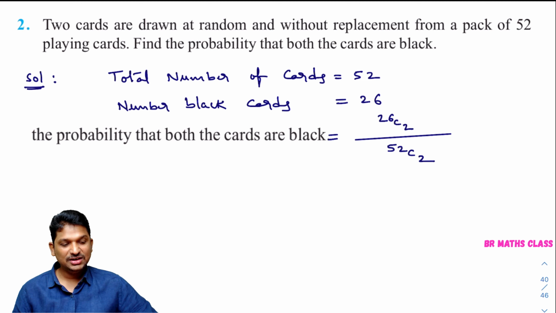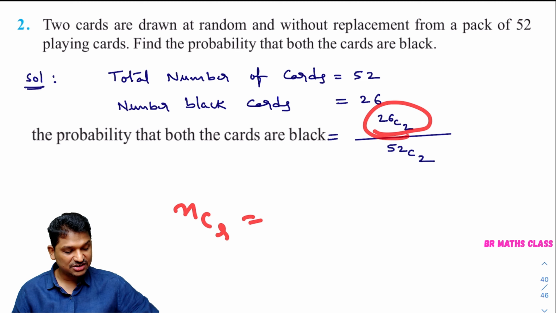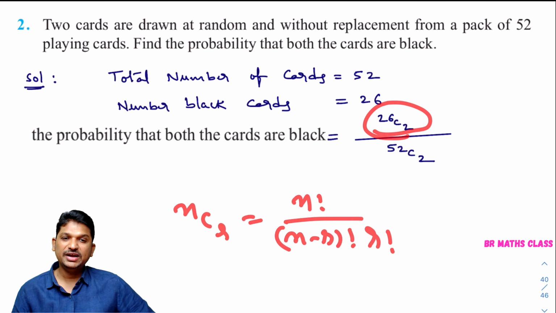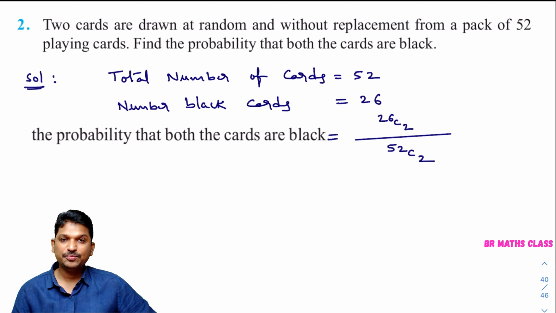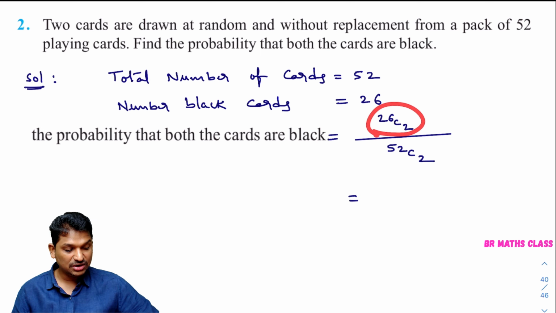Okay, I hope you already know how to calculate this. Some people will do the nCr calculation, meaning n factorial divided by (n minus r) factorial into r factorial. No need, we have a trick for this. How to calculate 26C2? Very simple. First you see 26C2 is there.